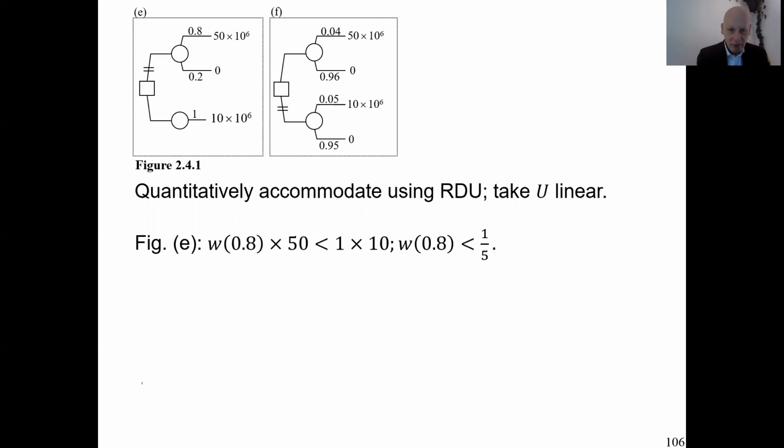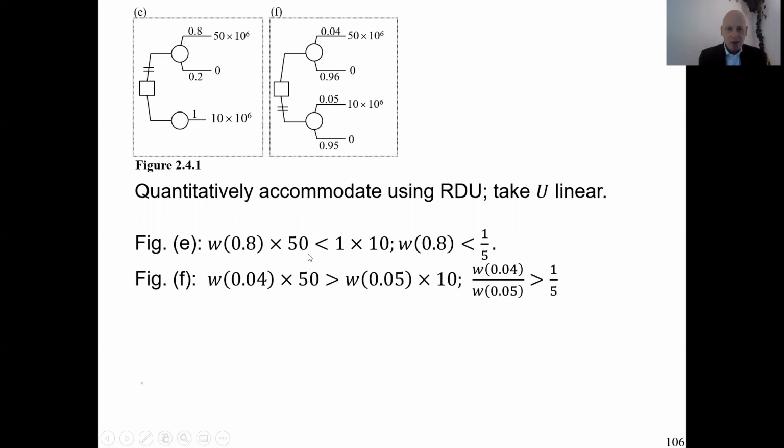Now I go to figure F, and I get the rank-dependent utility of the upper prospect is W of 0.04 times 50. Again, I don't write the million. That must exceed the rank-dependent utility of the lower prospect, W of 0.05 times 10, and I'm not writing the zeros, of course. That means that I can rewrite the ratio of the probability weighting function: W of 0.04 over W of 0.05 should exceed 1 over 5. So that's what we get.